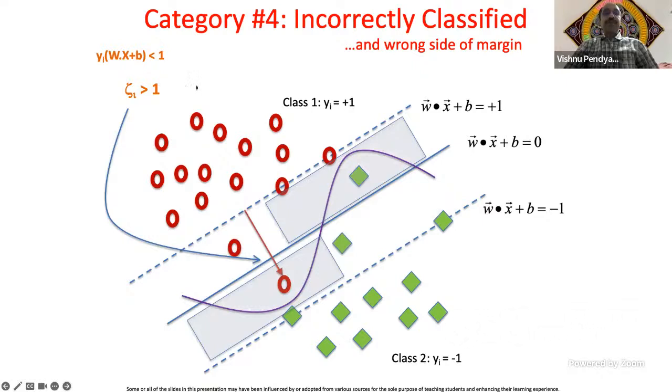Now the category 4 is when the points are misclassified, but are within the margin, right? So they are on the wrong side of the margin and incorrectly classified. So that's the fourth category. For that, the slack variable will be greater than 1. Remember, this is a slack variable. It will be greater than 1. So that is the fourth category.